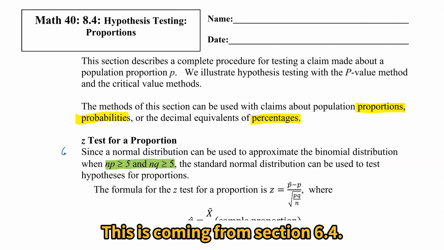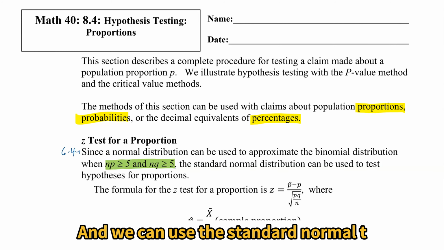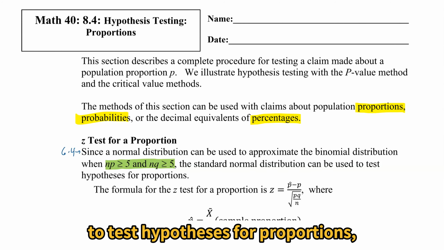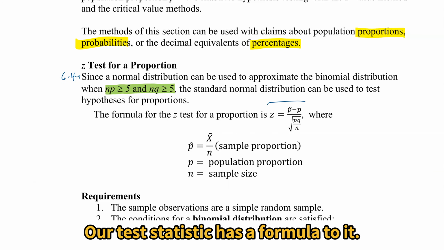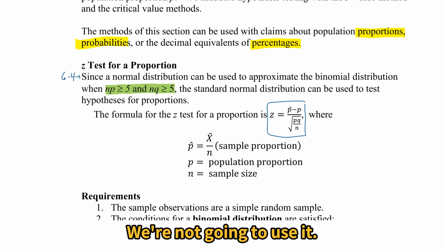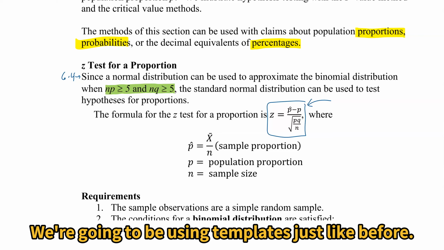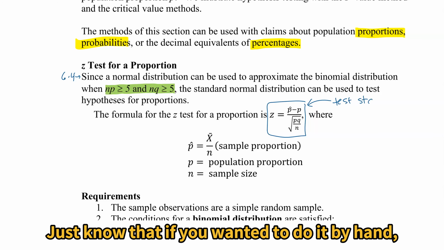This is coming from section 6.4, and we can use that standard normal to test hypotheses for proportions, just like we used the normal to create confidence intervals. Our test statistic has a formula to it. We're not going to use it. We're going to be using templates just like before. Just know that if you wanted to do it by hand, you could.